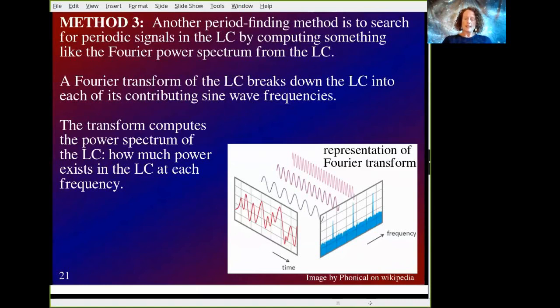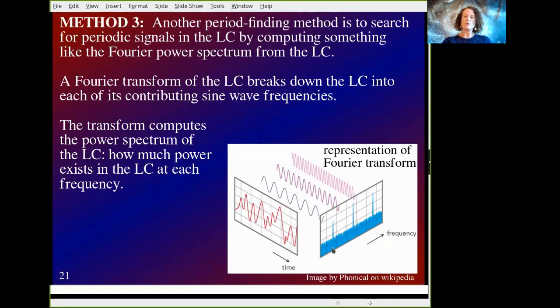What we see over time is shown on the left diagram that I am indicating here with my mouse in the red. We see this complicated light curve that has a lot of troughs and peaks over time. What the Fourier transform does is break that complicated light curve down into the constituent frequencies that make it up, the constituent sine waves. In this case, this complicated curve is broken down into these three sine waves, and each of those sine waves has a different frequency from each other. Then it plots how much power is at each of those frequencies.